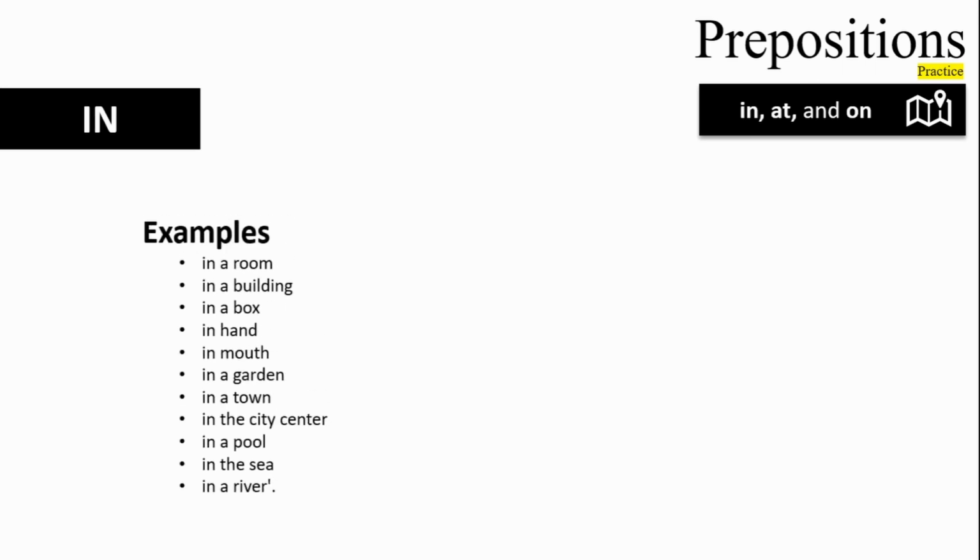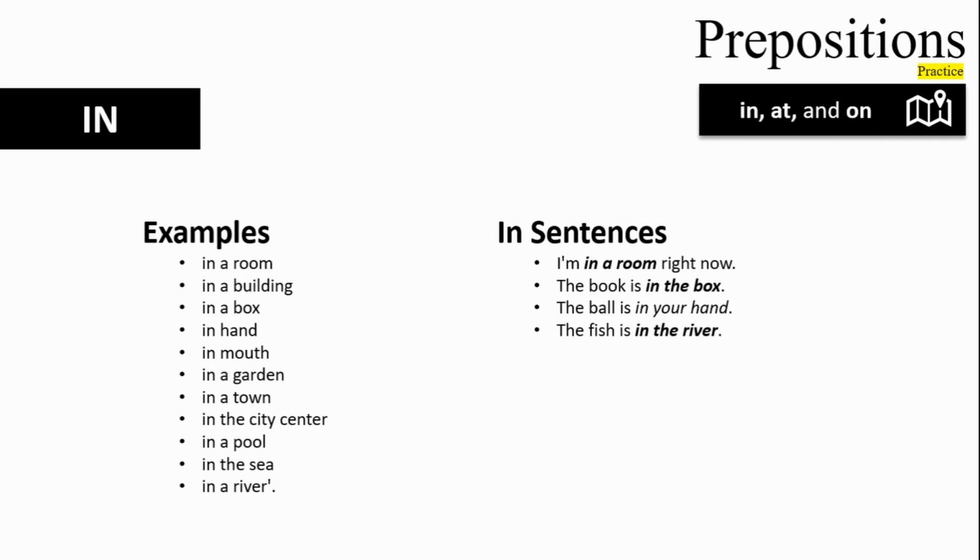For example, in a room, in a building, in a box, in hand, in mouth, in a garden, in a town, in the city center, in a pool, in the sea, in a river. Here are some example sentences. I'm in a room right now. The book is in the box. The ball is in your hand. The fish is in the river.